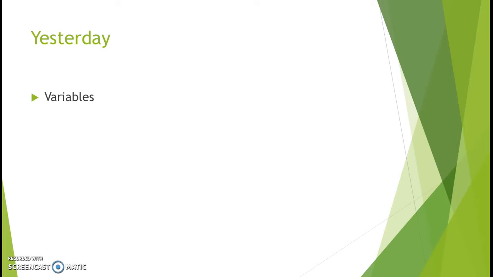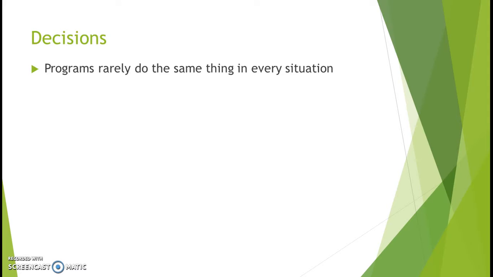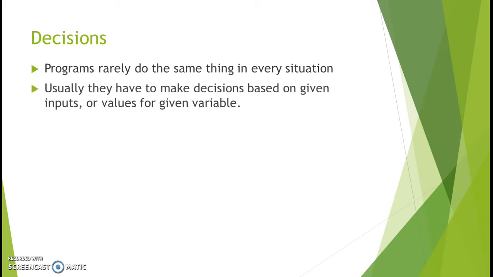Yesterday we talked about variables, and we talked about using keyboard inputs in our programs. Today I'd like to talk about decision making and some tools that we'll use in decision making called loops. So, a little bit about decisions in programs. Programs rarely really do the same thing in every single situation. Usually they have to make decisions based on inputs or simply based on values for a given variable.